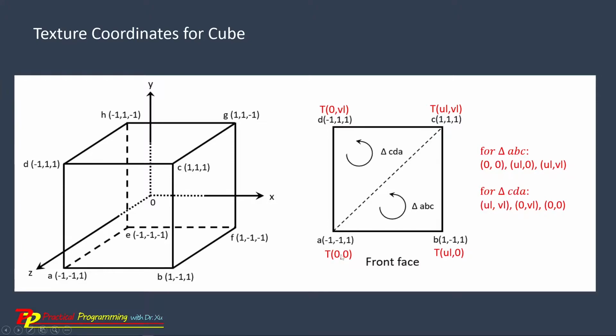The A point is (0, 0), the B point is (UL, 0), the C point is (UL, VL), and the D point is (0, VL). For our triangle ABC, we have 3 texture coordinates: A is (0, 0), B is (UL, 0), C is (UL, VL). For triangle CDA, this is (UL, VL), (0, VL) is D, and (0, 0) is A. With this procedure, we can also easily create texture coordinates for the other faces of our cube.